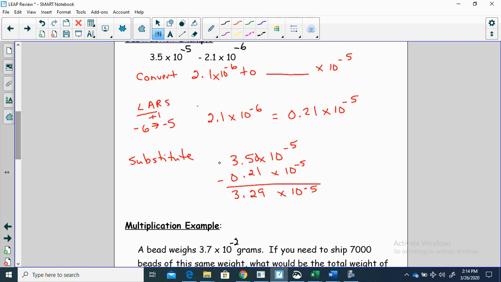Here's what we've got. 3.5 times 10 to the negative 5th minus 0.21 times 10 to the negative 5th. If you subtract those, see how your exponents are the same here? You've got 3.29 times 10 to the negative 5th.